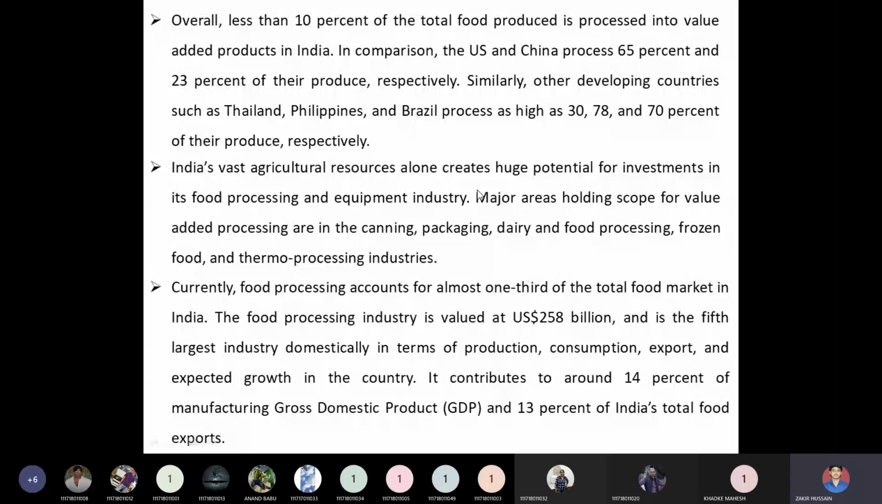The major areas holding scope for value-added processing are canning, packaging, dairy, food processing, frozen food, and the thermo processing industry. So canning, packaging, dairying, these are all operations of any type of food industry. They have to preserve their food using certain mechanisms and processes like canning, packaging, dairying, converting to some value-added products like paneer. Then food processing, frozen foods.